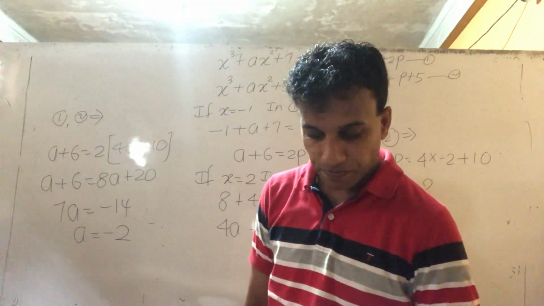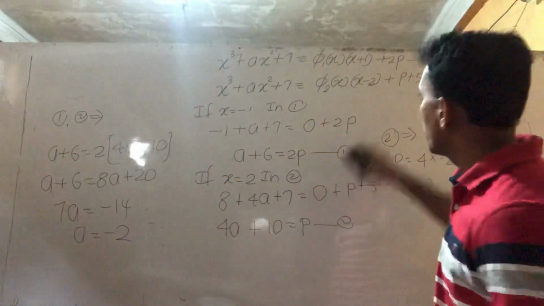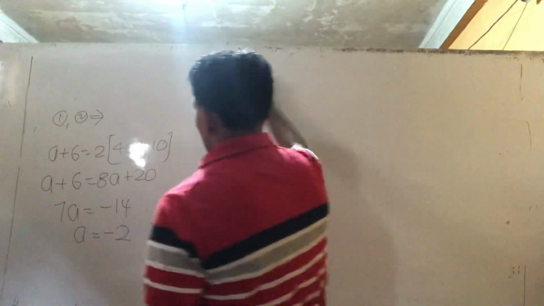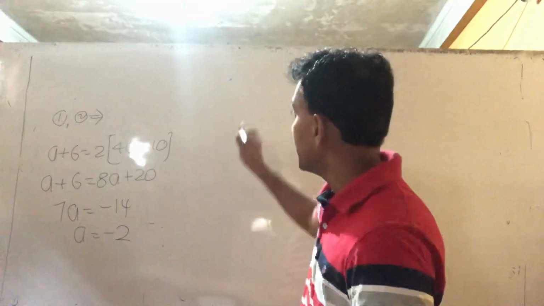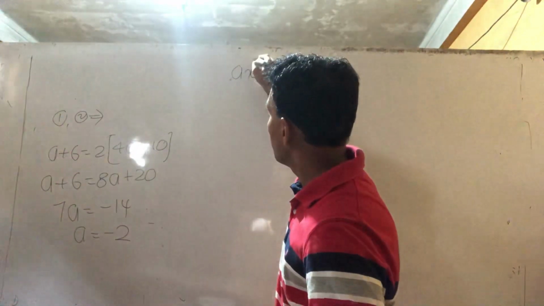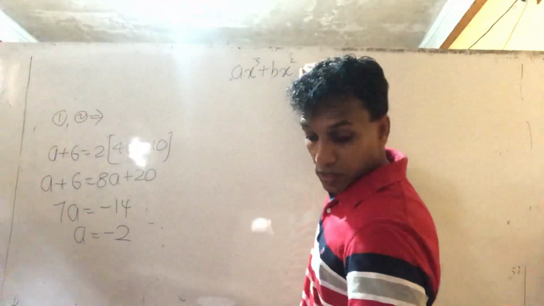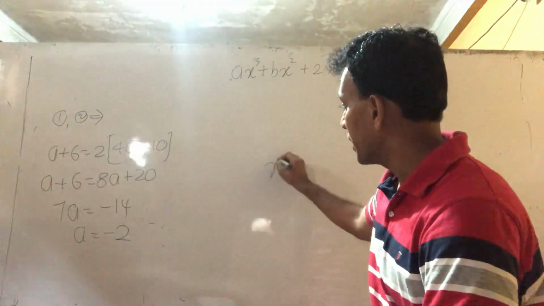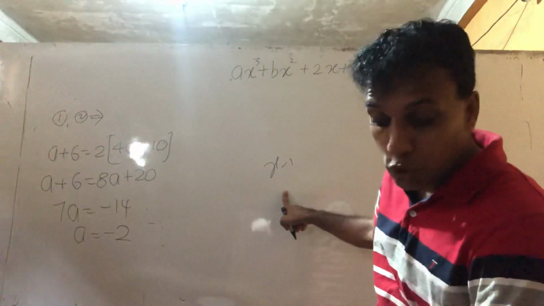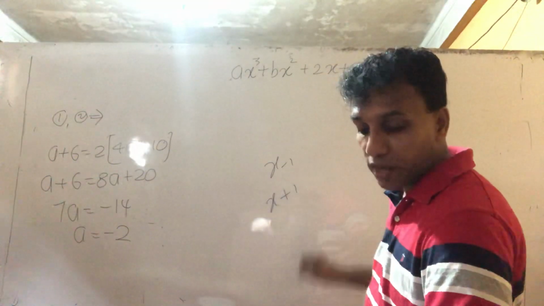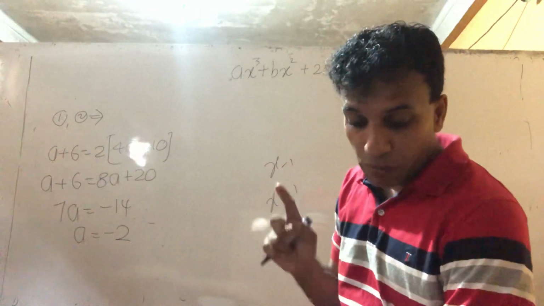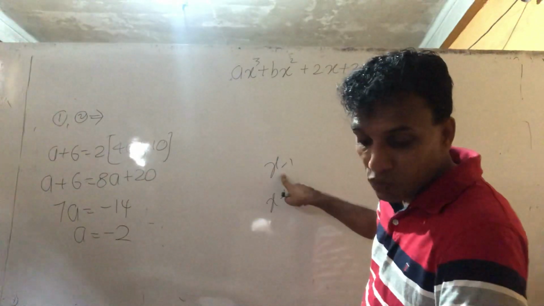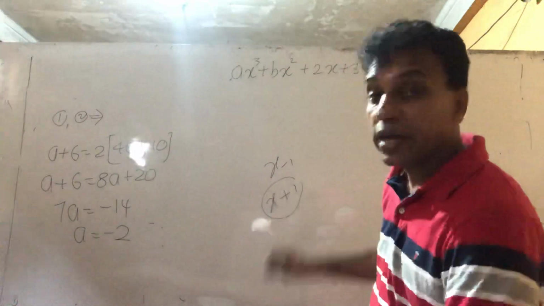Problem 9. The remainder when ax cube plus bx square plus 2x plus 3, this polynomial, is divided by x minus 1 is twice the remainder when divided by x plus 1. An interesting question, an important problem for the juniors.